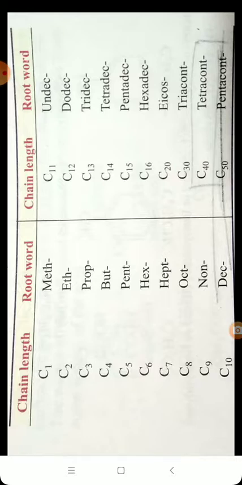If there is a single bond, suppose 10 carbon with carbon-carbon single bond, it is called decane; double bond, decene; triple bond, decyne. In the same way, 11 carbon undec, 12 carbon dodec, 13 carbon tridec, 14 carbon tetradec, 15 carbon pentadec, 16 carbon hexadec, 17 carbon heptadec, 18 carbon octadec, 19 carbon nonadec, 20 carbon icosane. Like this, 30 tricont, 40 tetracont, 50 pentacont.